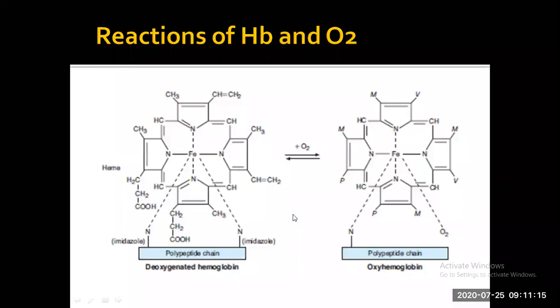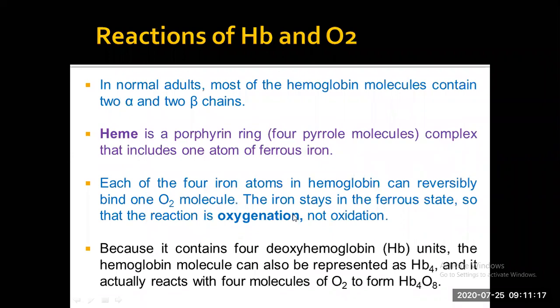Here, four polypeptide chains are present, especially in humans. Two kinds of chain are present: two are alpha chains and two are beta chains. So normal hemoglobin contains four polypeptide chains, among them two alpha chains and two beta chains.